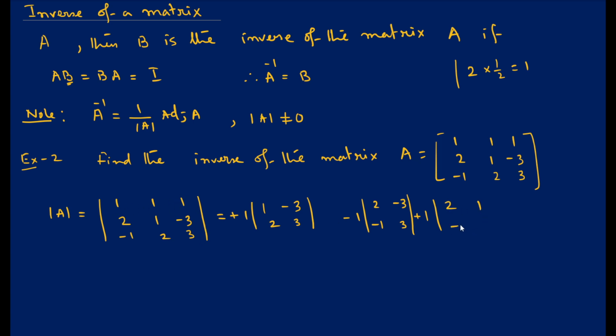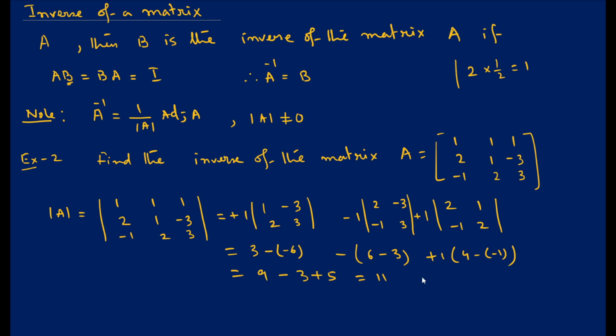So we will get minus 1 and then what? 2. Okay, so first is 1 minus 3 2 3. Then 2 minus 3 minus 1 3, right? Then the last one is 2 1 minus 1. Okay, so if you split it, it is 3 minus, then minus minus is plus 6. Then 6 minus 3 and then it is 4 minus minus 1. So how much will we get? 9 minus 3, and here how much will you get? 4 plus 1, 5, right? 5. So it is 11. So it's not equal to 0.